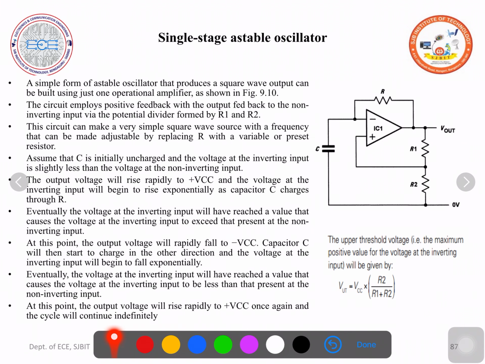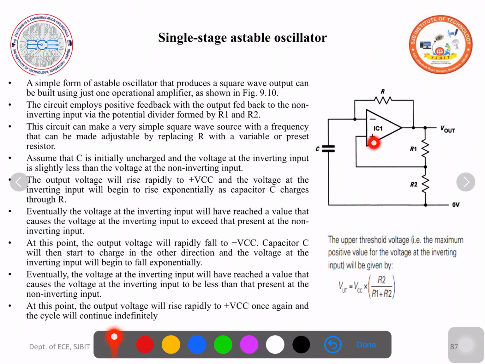Let us see the single stage astable multivibrator. Astable means, as you know, it produces a continuous train of pulses, or a free running multivibrator. Let us check how this generates the continuous square waveform. A simple form of astable oscillator that produces a square waveform output using the operational amplifier.